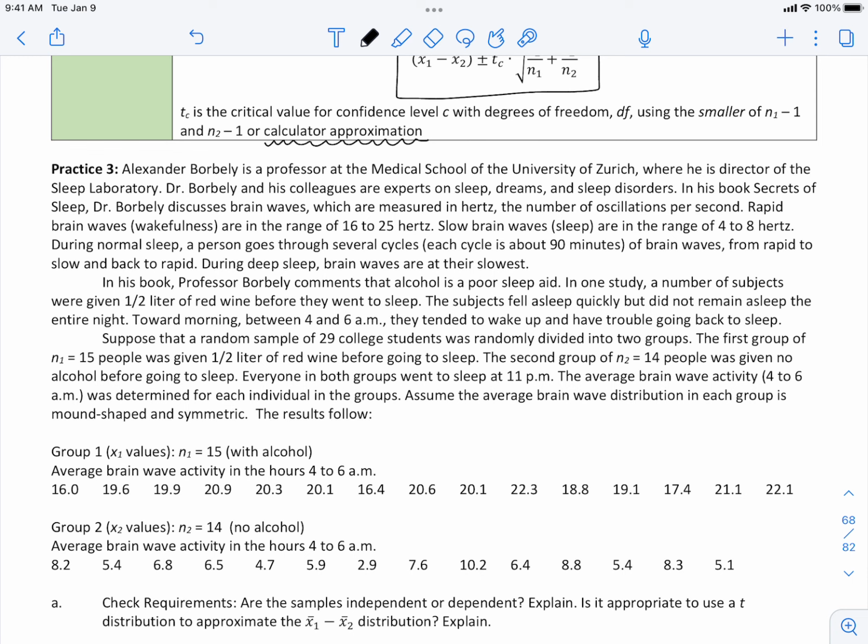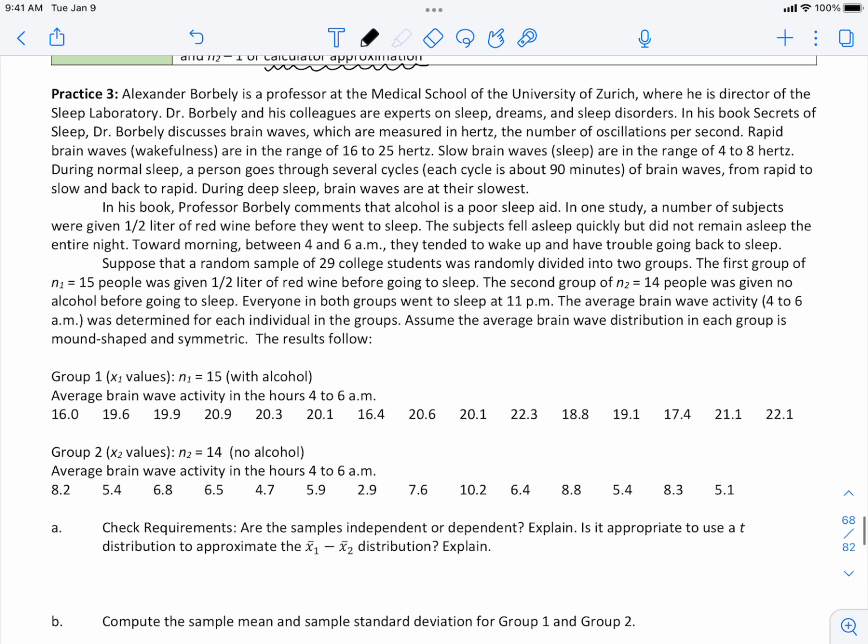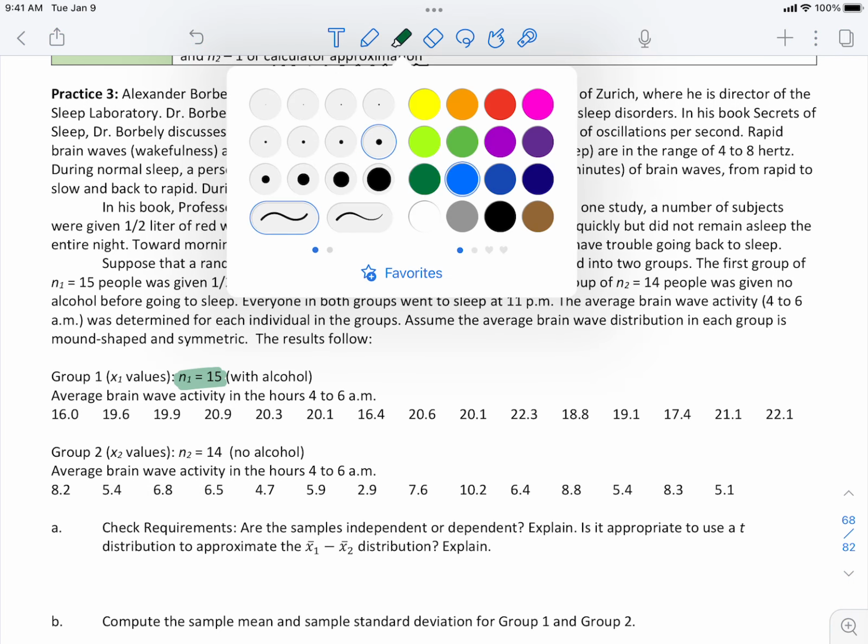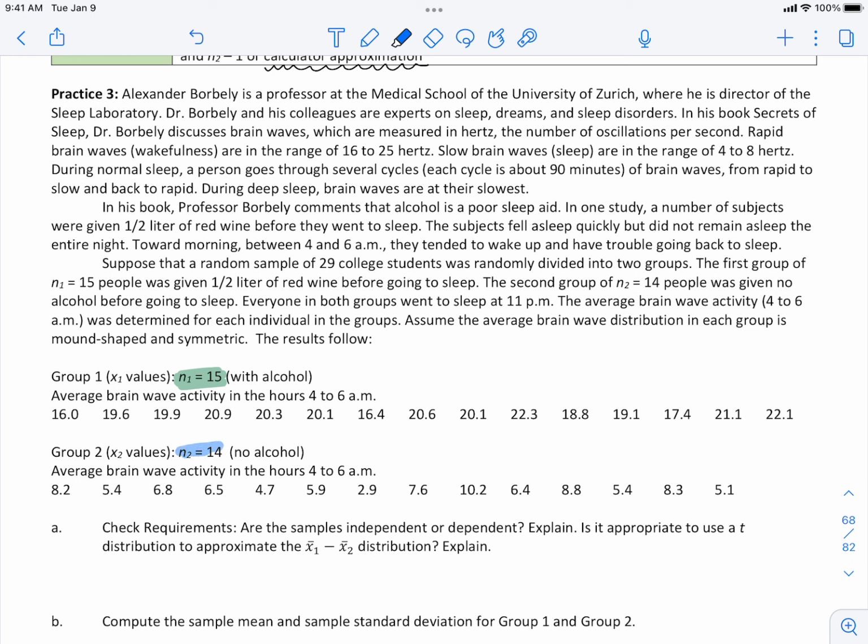The results follow. So here we have group 1. We see our N1 is 15. This was the group with alcohol. And we have our average brainwave activity listed here. We also have our group 2. Notice this one has N2 is 14. This is the group without alcohol. So I want you to enter group 1 into your L1 in your calculator and group 2 into your L2 in your calculator.